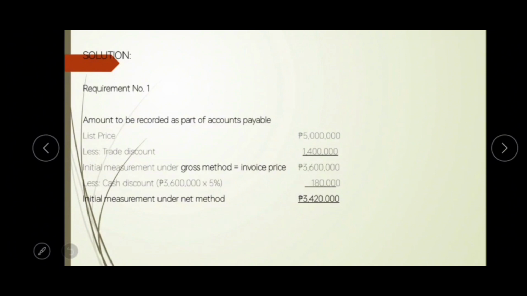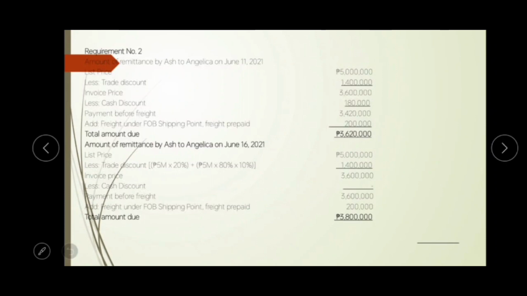Then, less the two. 3,600,000. So that's the initial measurement under the gross method. Less the cash discount, 3,600,000 times 5%, that gives 180,000. So, 3,600,000 less 180,000. So the initial measurement under the net method is 3,420,000.